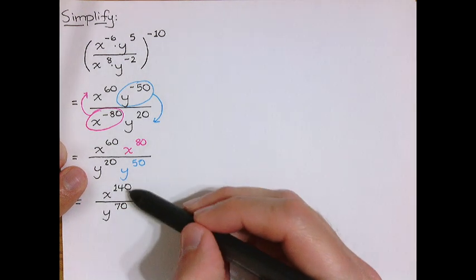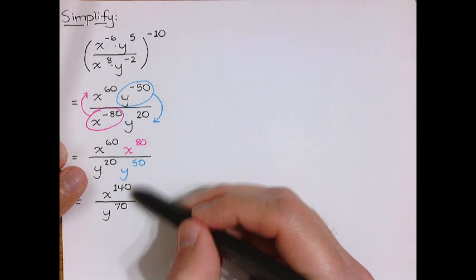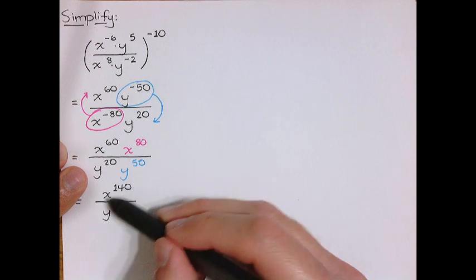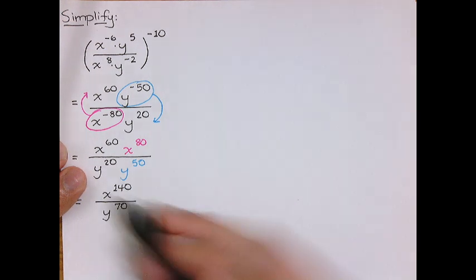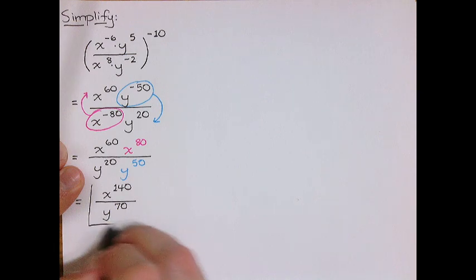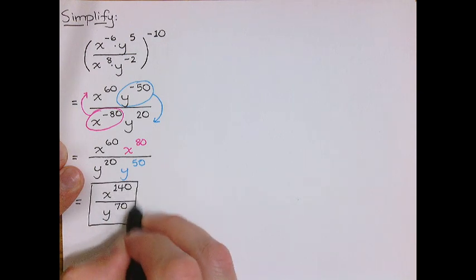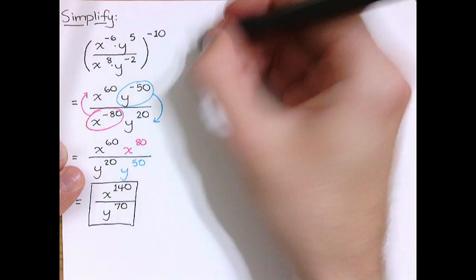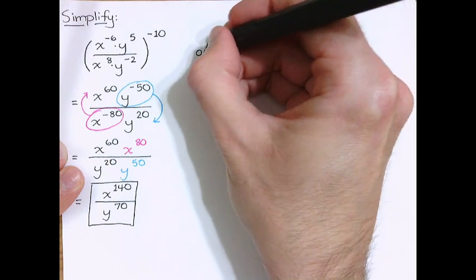Please don't look at 140 and 70 and think, oh, I'm going to reduce those. You can't do that because these bases are not the same. So it has to stay just as it is. Now, suppose that you took a different route here.